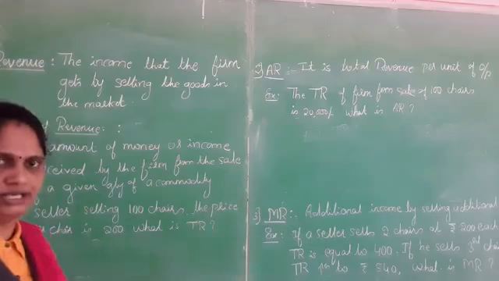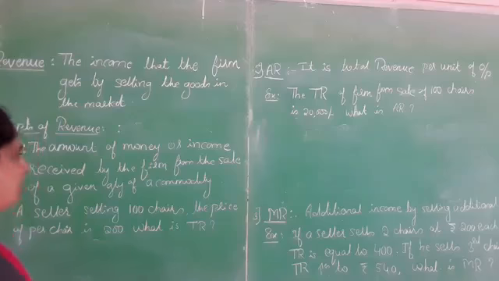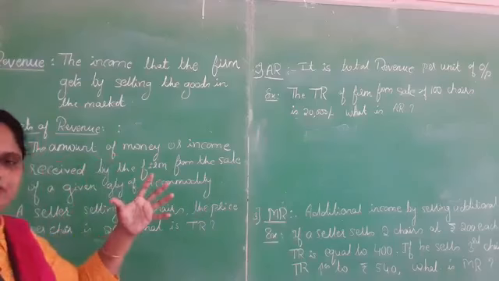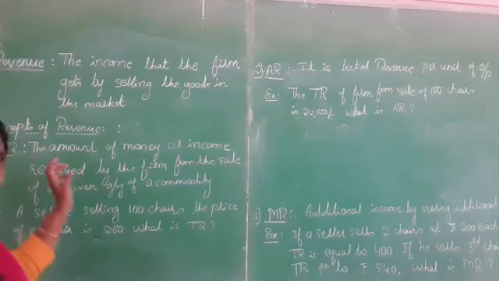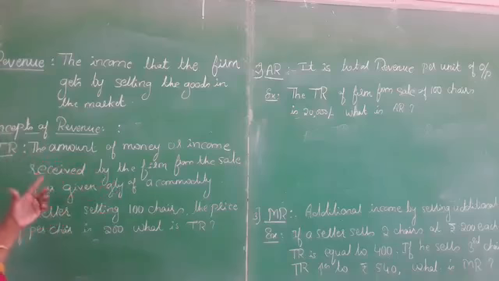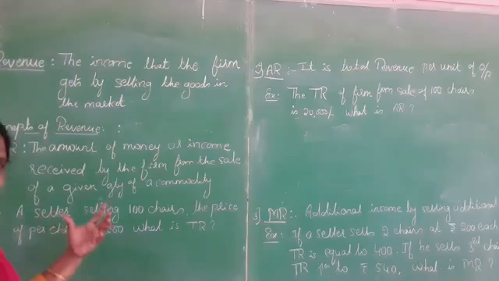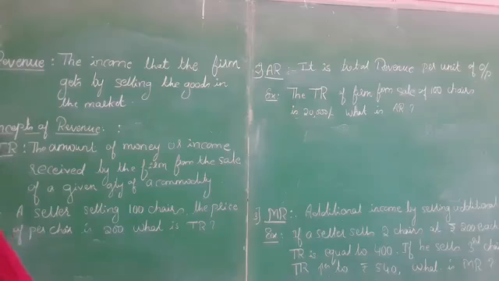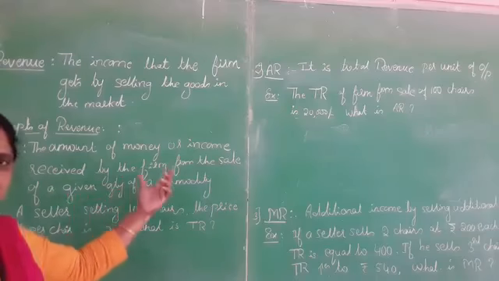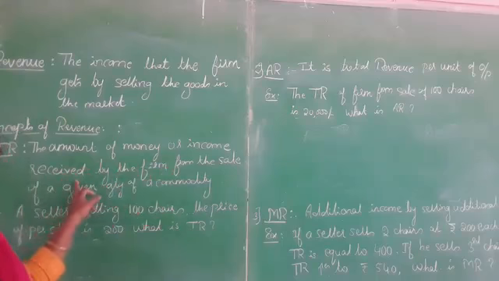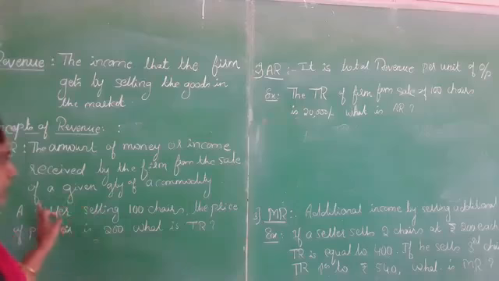First one is total revenue. What is the meaning of total revenue? Before studying the formula, let us understand the meaning. Total revenue is the total amount of money or income received by the firm from the sale of the given quantity of the commodity.